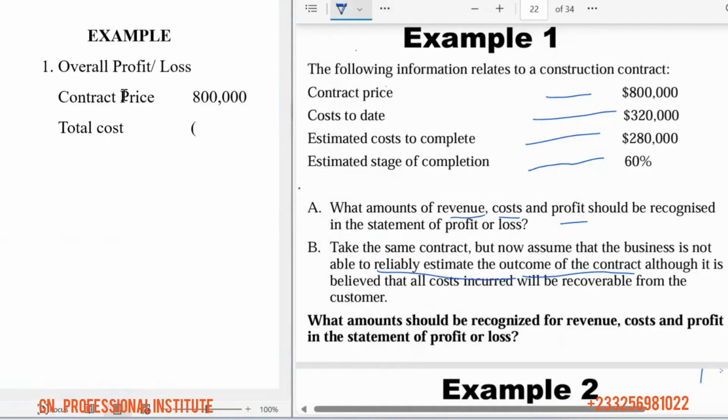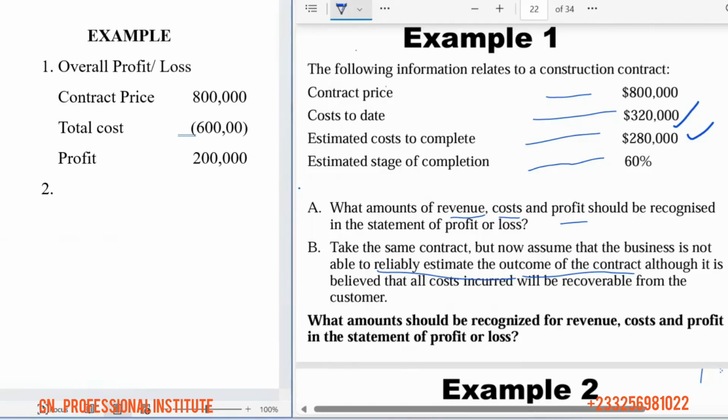So it will be this 320 plus the 280. That's the total cost. So we put the cost to date plus the cost to complete together, and that should give us 600,000. So our total cost is 600,000. So when we deduct, what do we get? We have overall profit of 200,000. So this contract is not an onerous contract, so we don't have to record the overall loss. Okay, so this contract is profitable.